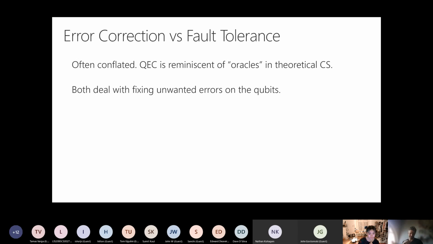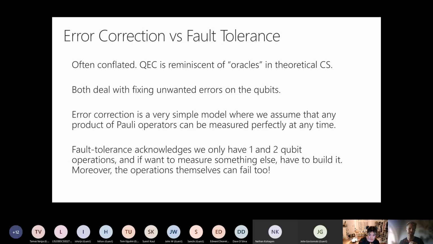However, just like oracles in computer science, in reality, we don't have that power. And so what we actually need to do is have fault tolerant schemes to find out about noise in the system, where the process that we use to identify the noise can also go wrong. And that's really what we need. But anyway, don't worry too much if this didn't make a lot of sense at this stage. We'll come back to that later.